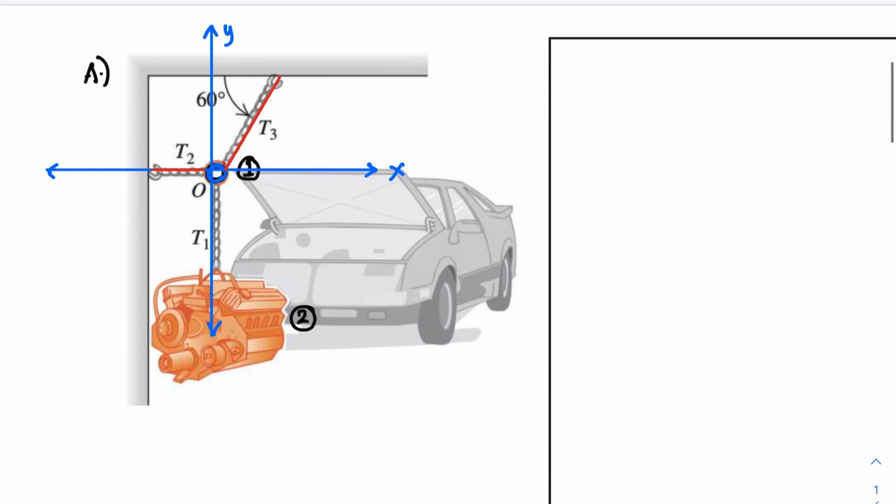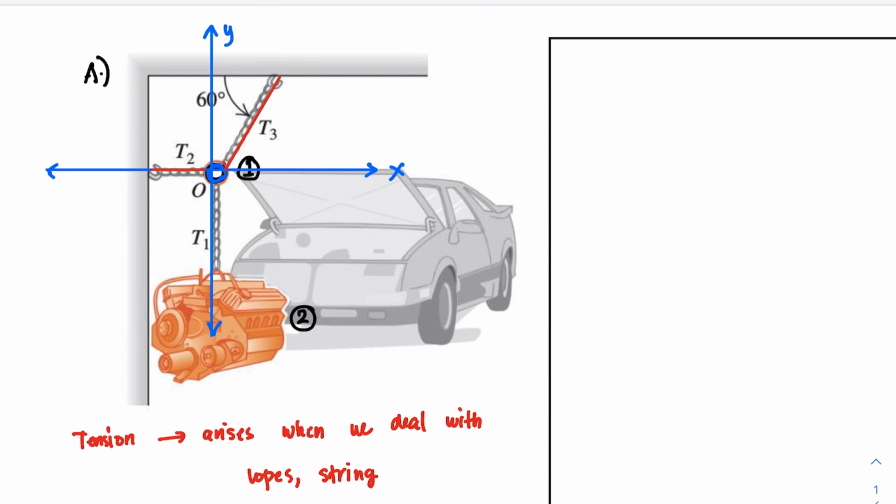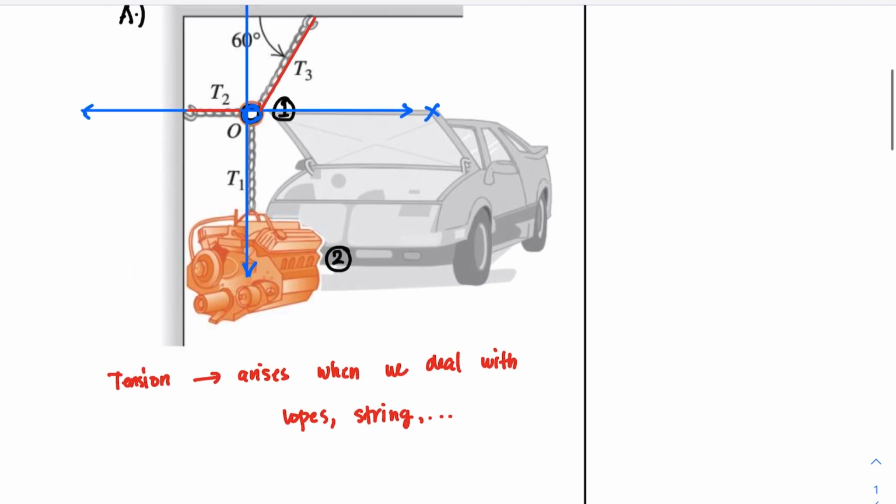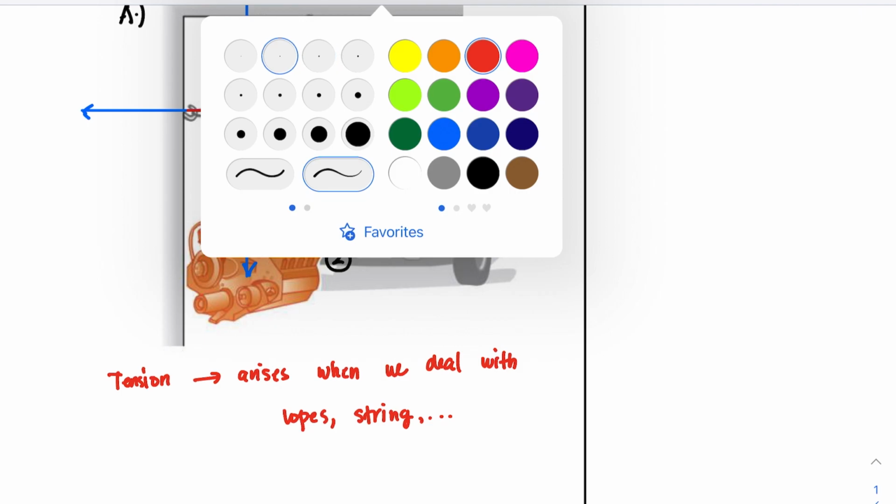Now probably, di ba, we have introduced tension in this case. Tension arises when we deal with problems involving ropes, strings, and the like. Mo-arise na siya nga force na imong tension. Okay, nga force. Dayon, secondly, you have to specify, di ba?